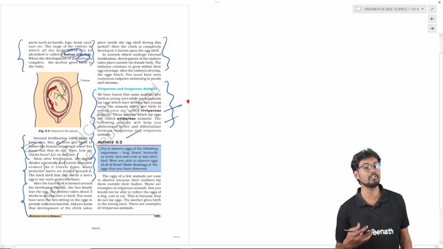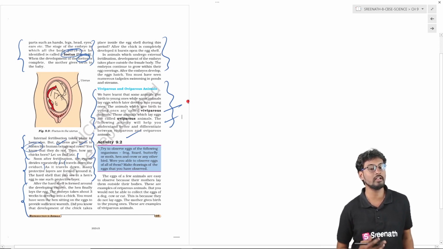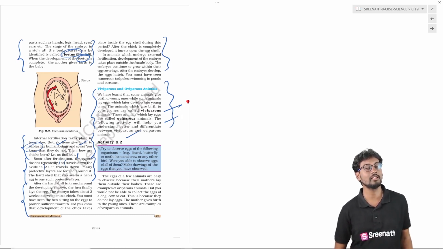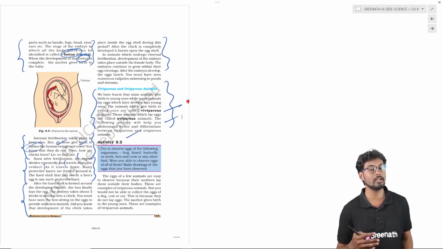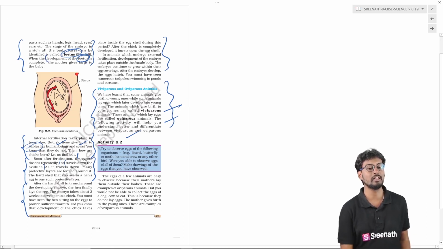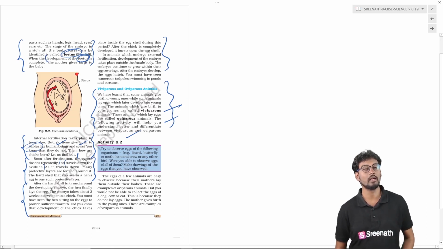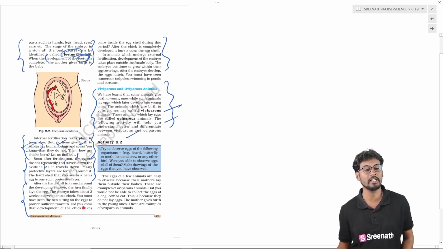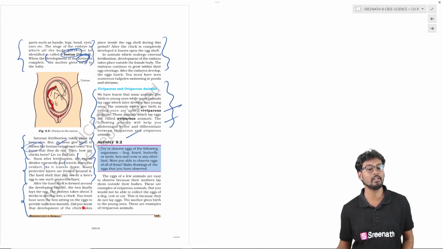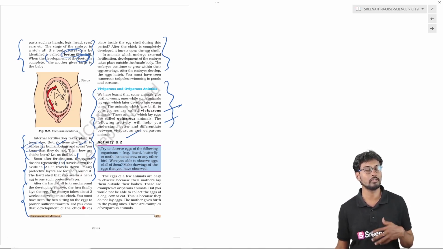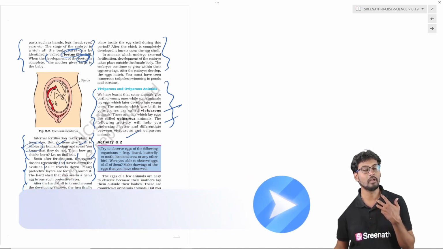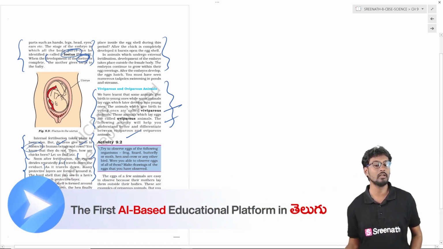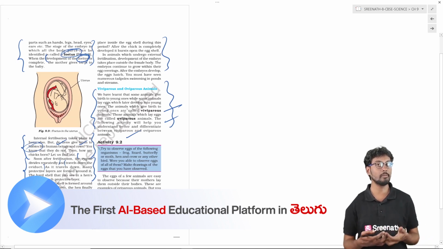The development of the fetus takes place and is completed, and the mother gives birth to the baby, which is a completely mature fetus. The entire development of the fetus takes place within the mother, and we can see the mother is the one giving birth to the young baby. The fetus develops completely in the uterus, and then it is born as a baby.